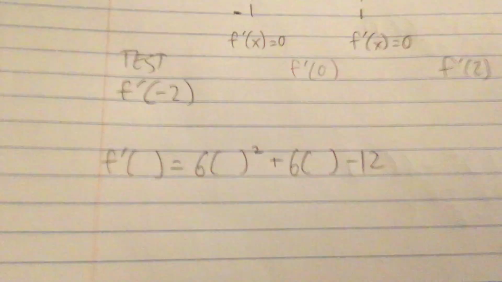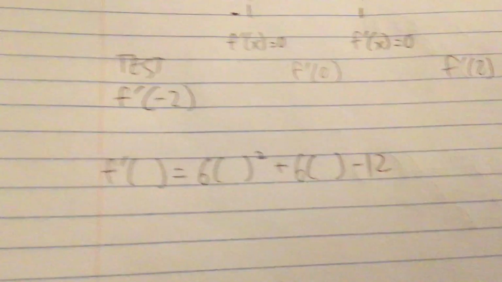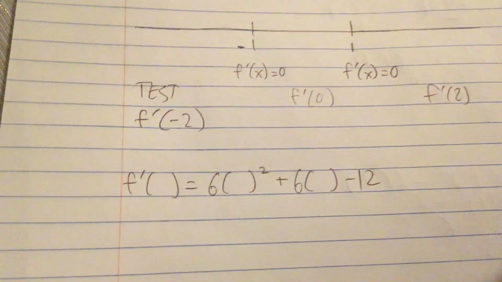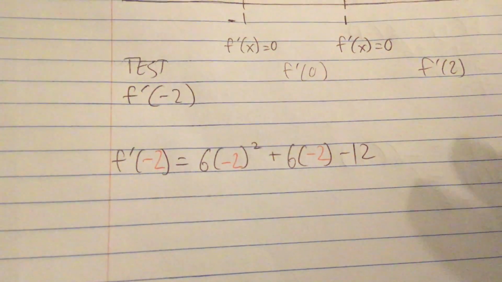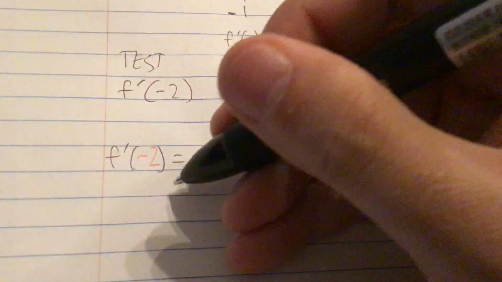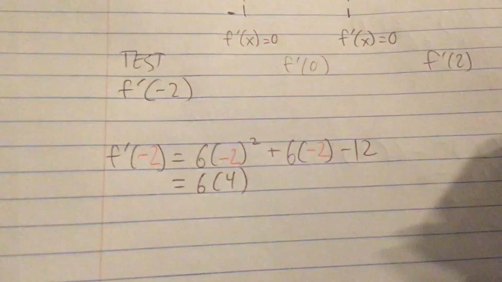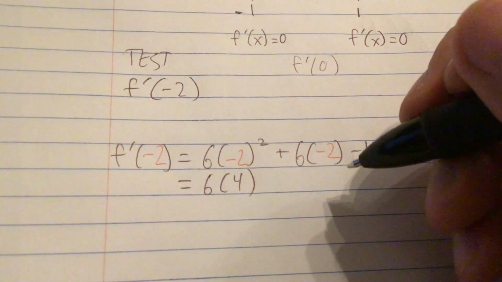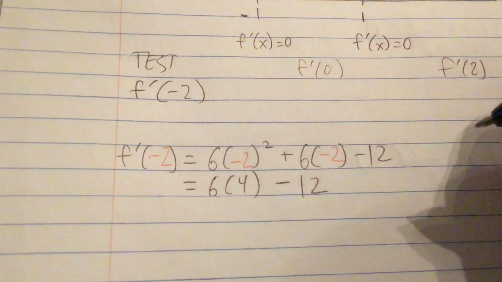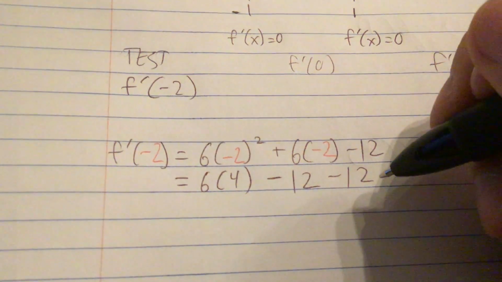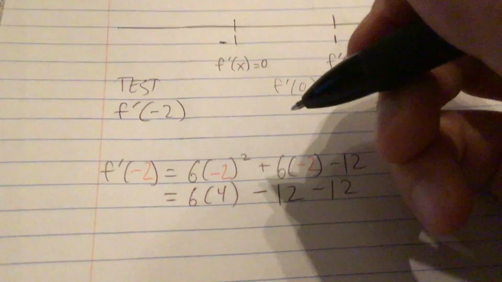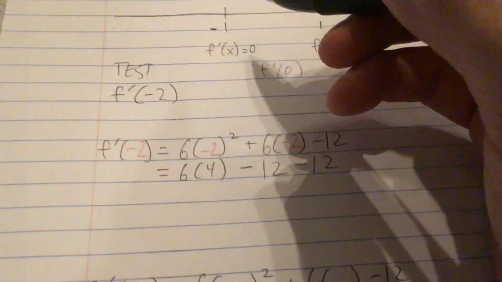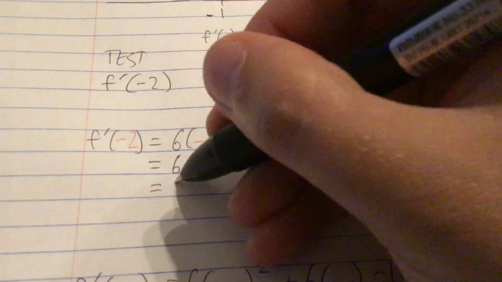Okay, let's take a look at this. So if I'm going to test out x equals -2, here we go. -2 quantity squared is +4. So 6 times 4. +6 times -2 would be -12, and then -12. Hang on, did I do this right? So that'd be 24.